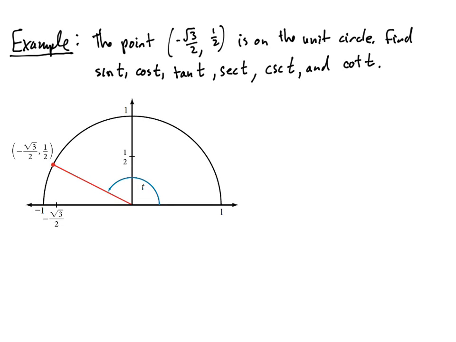All right, next example. The point negative root 3 over 2 comma 1/2 is on the unit circle. Find sine of t, cosine of t, tangent of t, etc. So find all the trig function values for this angle t.